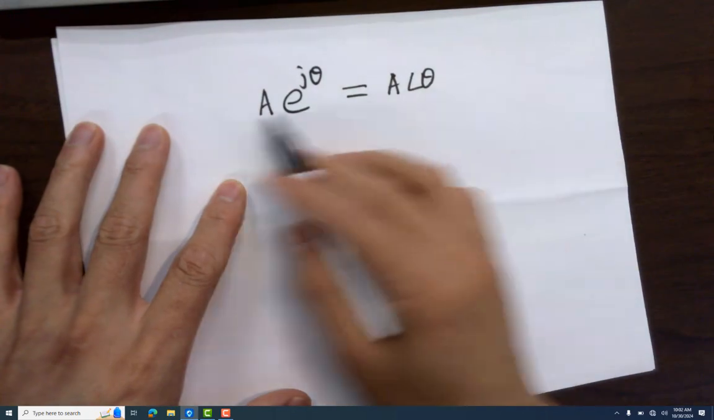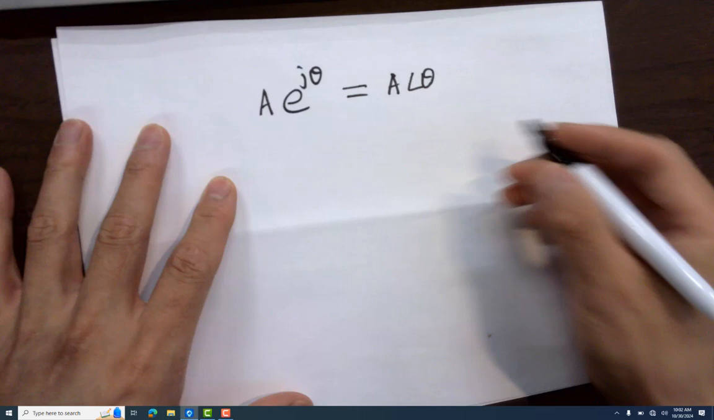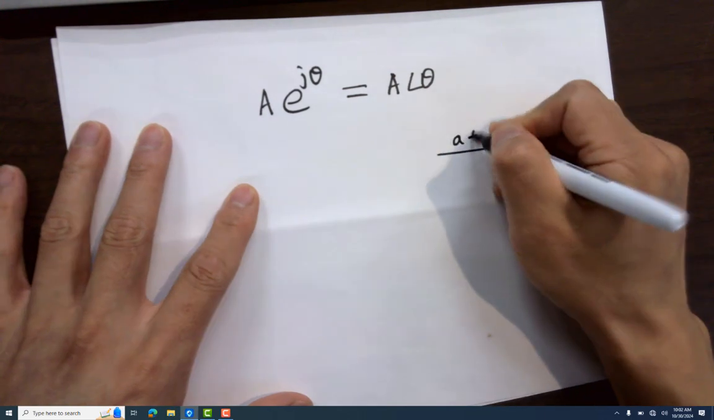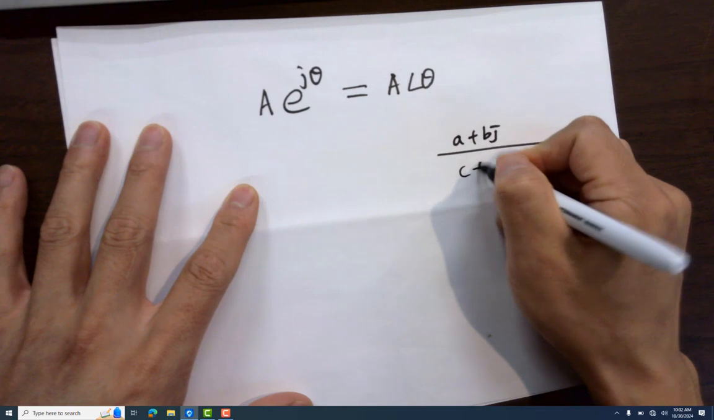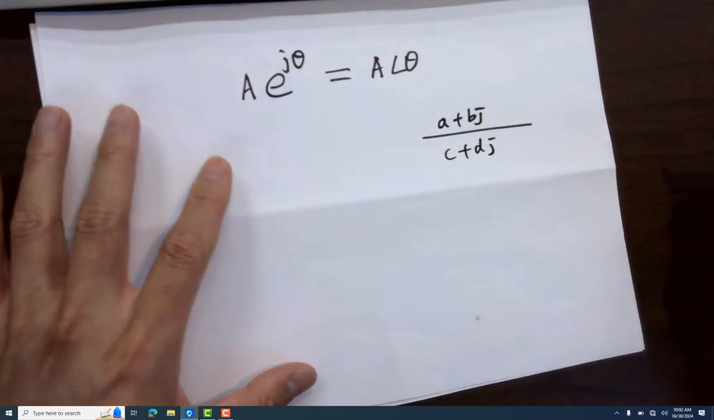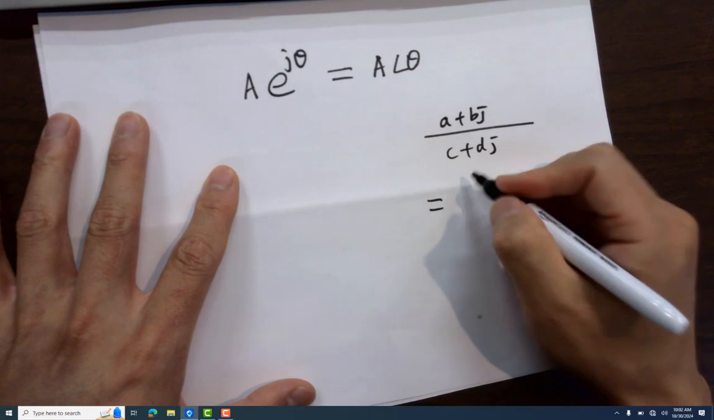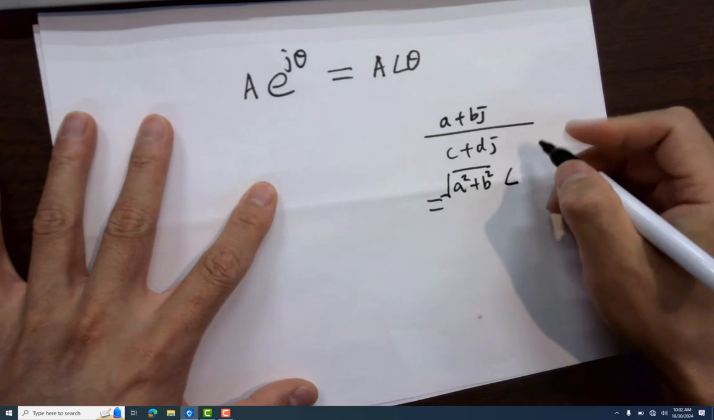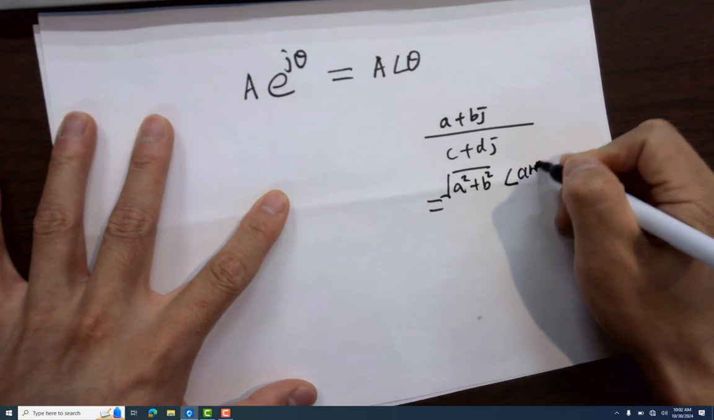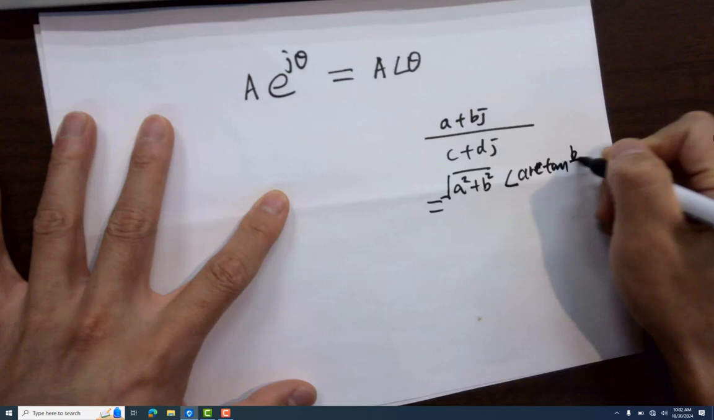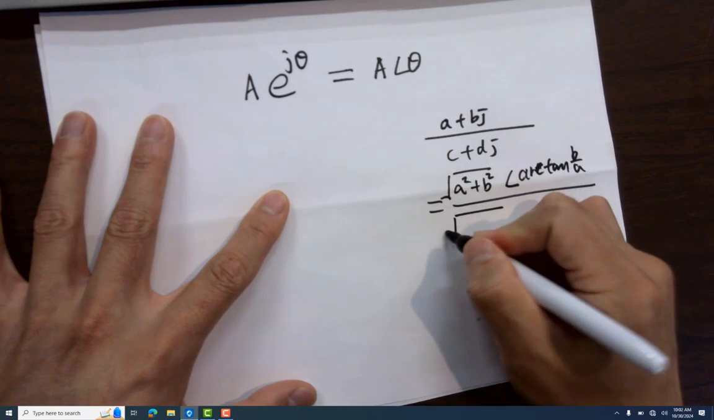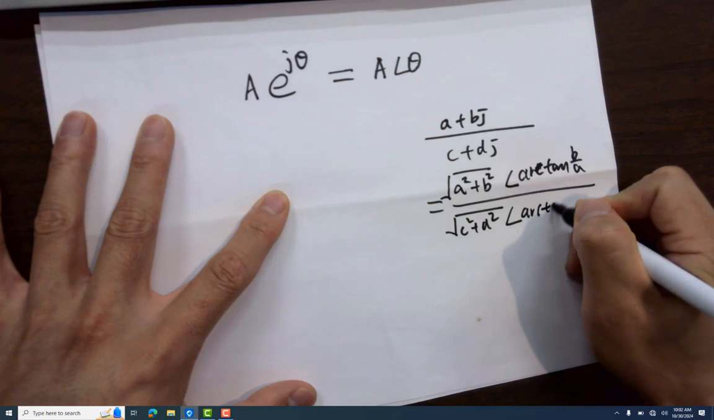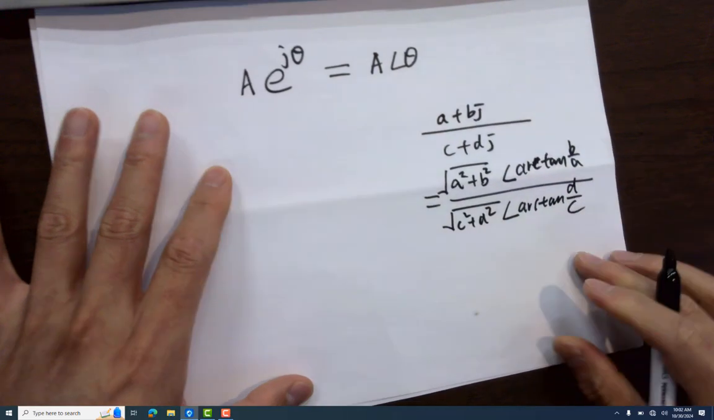Same thing, same stuff. One thing you have to know, if I have A plus BJ over C plus DJ, okay? This is the same as what? Square root of A squared plus B squared, angle, what? Arc tan, what? B over A. Over square root of C squared plus D squared, angle, arc tangent, D over C.